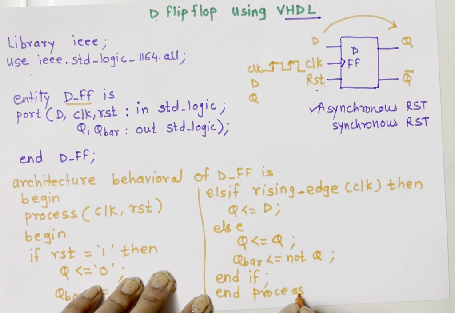And before that, the architecture was started, and you need to end every line with a semicolon: end behavioral.